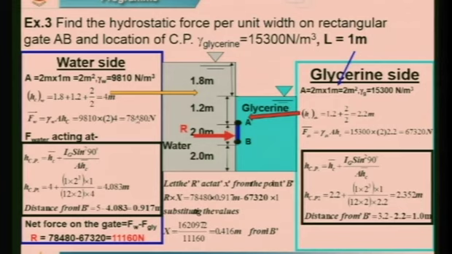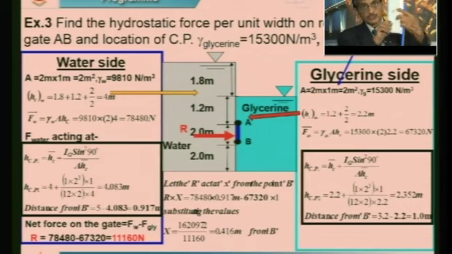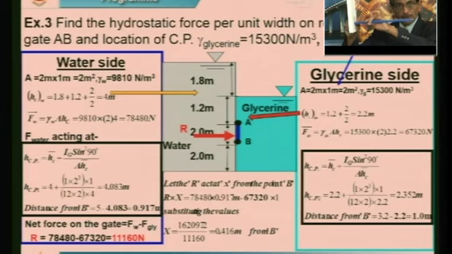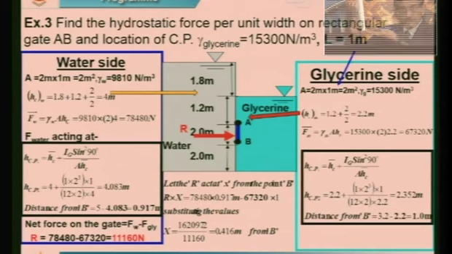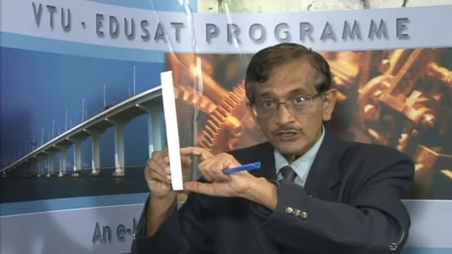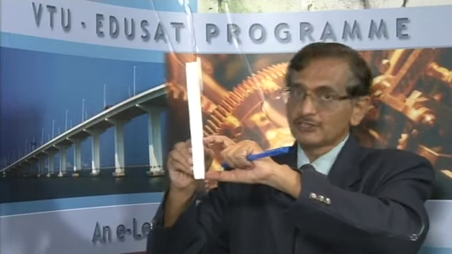Assume that it is at a distance x from the point B, R into x, and I will take moment about this point. So, water side is 78,480 into 0.917, you can see here, minus 67,320 for glycerin into 1 from the point B. If you calculate the x value, you get 0.416 meter from the point B. It means from this point the resultant force is acting from the water direction with a magnitude of 11,160 newtons at a distance of 0.416 meter. Is it okay?